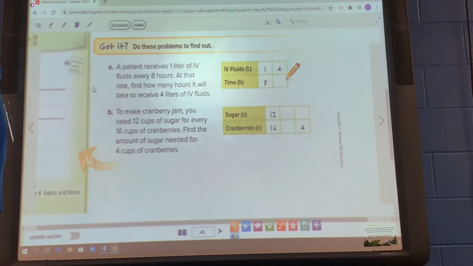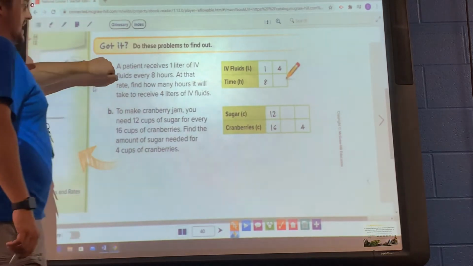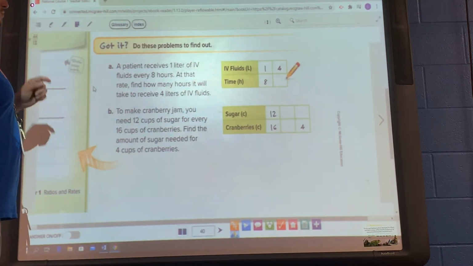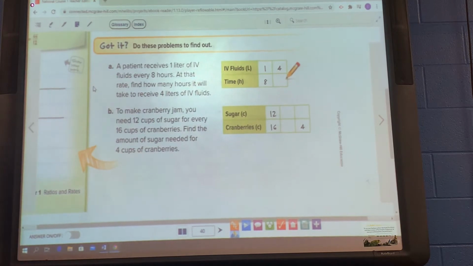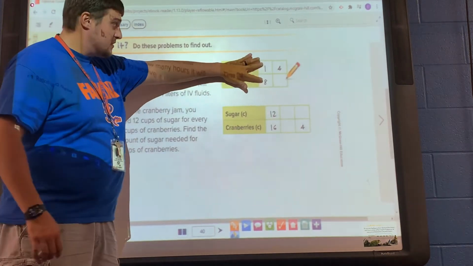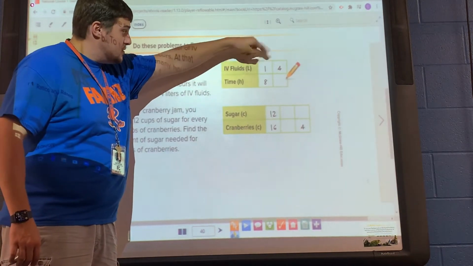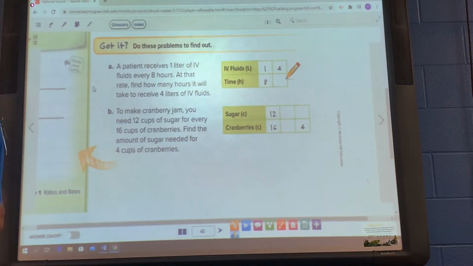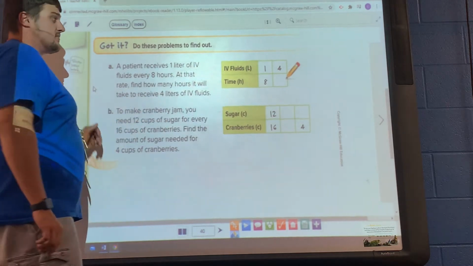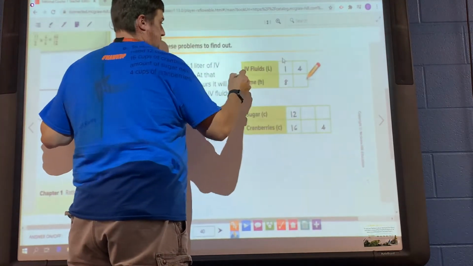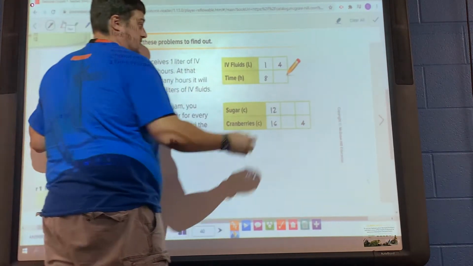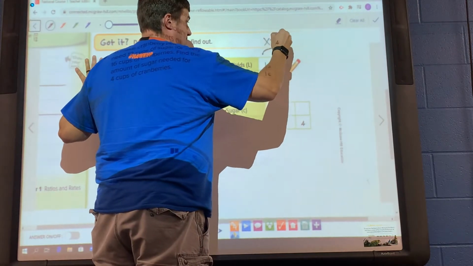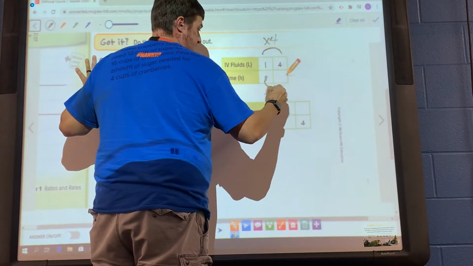Okay, now that you've done A and B, we're gonna go through them together. So A says a patient receives 1 liter of IV fluids every 8 hours, which they've already filled in for you. At this rate, how many hours will it take to receive 4 liters of IV fluid? So how do we get from 1 to 4? That's what you have to determine. Well, we get from 1 to 4 by multiplying by 4. So we gotta do the same thing down here.